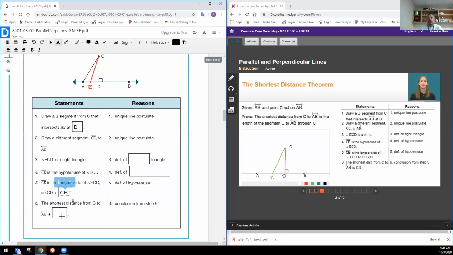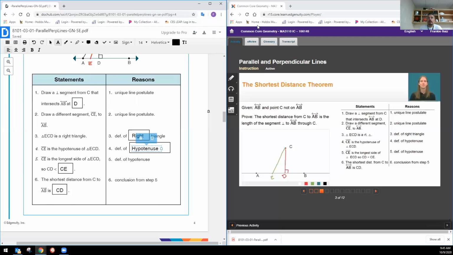Okay, so I was just listening to that, so now I'm going to go ahead and fill in my notes. The shortest distance from C to AB is CD, which is line CD. The definition, the unique line postulate. The unique line postulate is basically these lines here that he's talking about. The definition of a right triangle, the definition of a hypotenuse, and that's a conclusion from step 5.